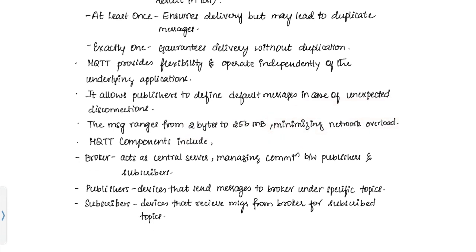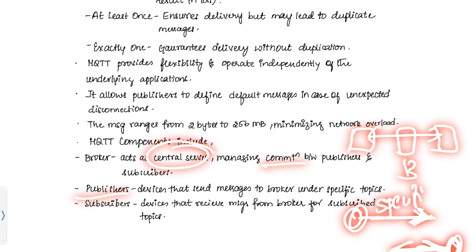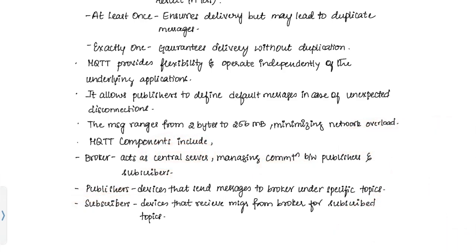Speaking about the MQTT components, there are three components here. First one is broker. Broker will act like a central server. So it will manage the communication between the publisher and the subscriber. So here we have the broker, which will manage the communication. Publisher is the devices which will send the message to broker under specific topics, and subscriber is which will receive the message from broker for subscribed topics. Here it is specific topics they'll publish, and on the other hand, whichever topic I have subscribed, I'll get the message for those particular topics.